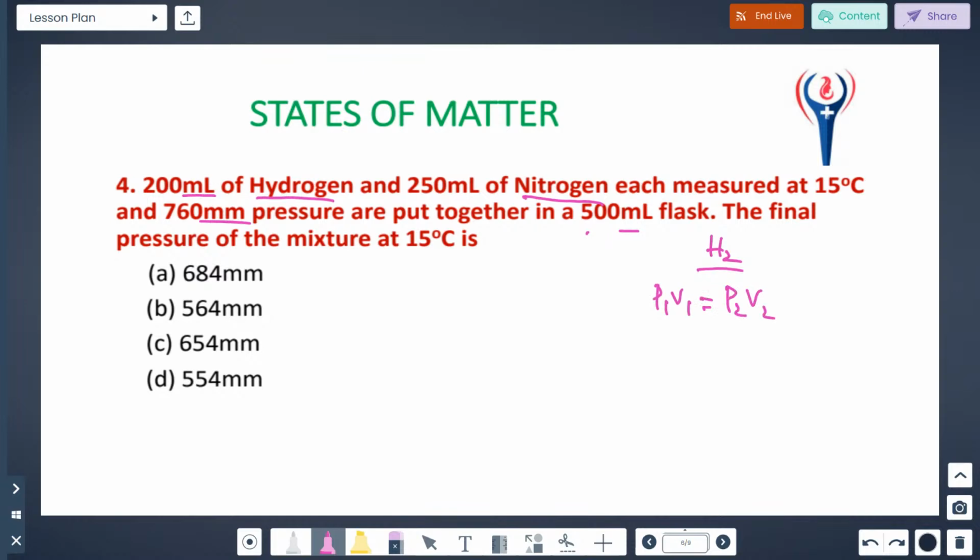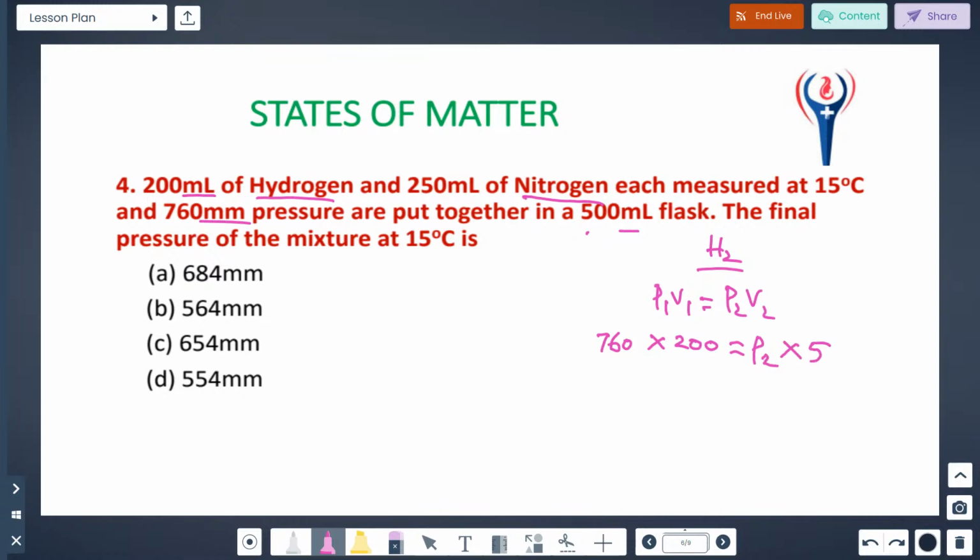For hydrogen, volume is 200 ml. Its pressure is common for both. The 760 millimeter of mercury pressure is common for both nitrogen as well as hydrogen. 760 millimeter of mercury is equal to, if you put together, our aim is to find out the new pressure. The new pressure is the unknown quantity, into the new volume, because these gases are put together in a new flask. The new flask volume is 500.